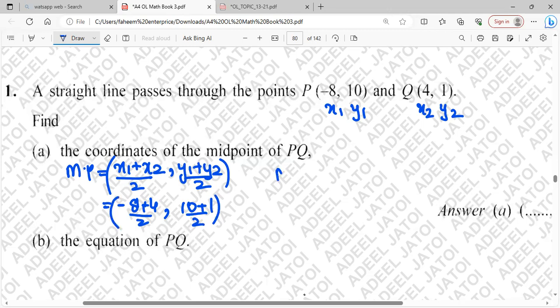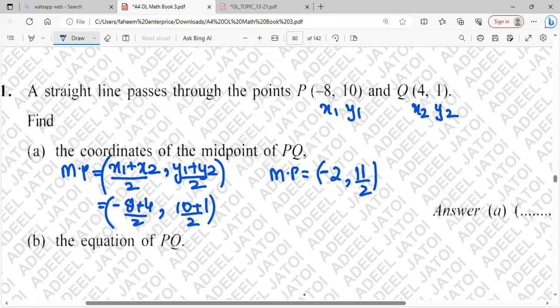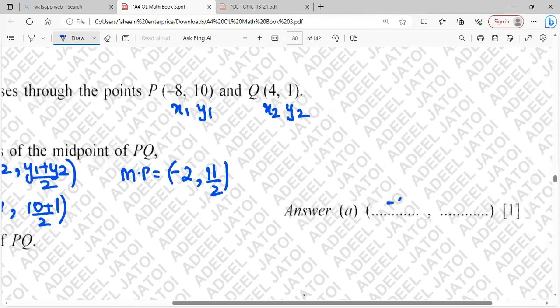So, midpoint will be -8 plus 4 will be -4. -4 divided by 2 will be -2, comma 10 plus 1 upon 2 will be 11 upon 2. So if the answer is in fraction which cannot be solved, leave it. And you need to give your answer here: (-2, 11 upon 2).